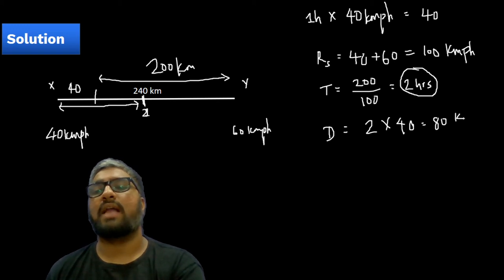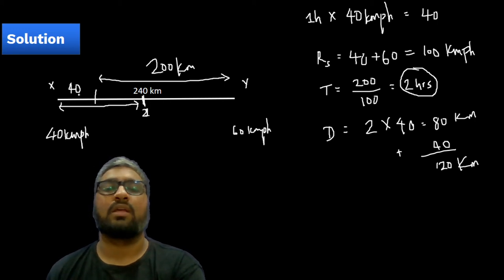And initially he had traveled 40 kilometers. So that included would be how much? 120 kilometers. So X has traveled 120 kilometers from point one. Got it? X has traveled 120 kilometers from point one.